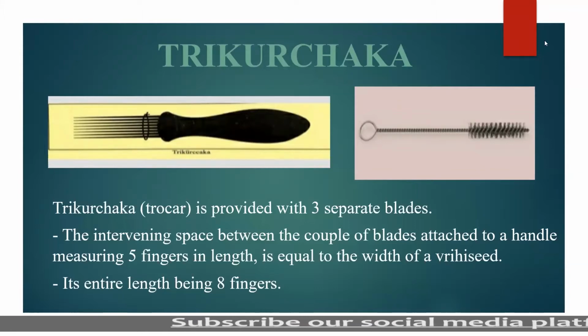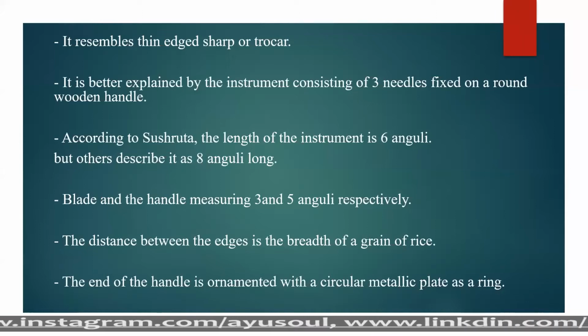Next is Tri Kurchak. Tri means 3 and Kurchak means blades. It resembles the trokar, the intervening space between the couple of blades attached to a handle measuring 5 fingers in length and is equal to the width of a brihi seed. The entire length is 8 fingers. It resembles a thin-edged sharp trokar. It is better explained by the instrument consisting of 3 needles fixed on a round wooden handle.